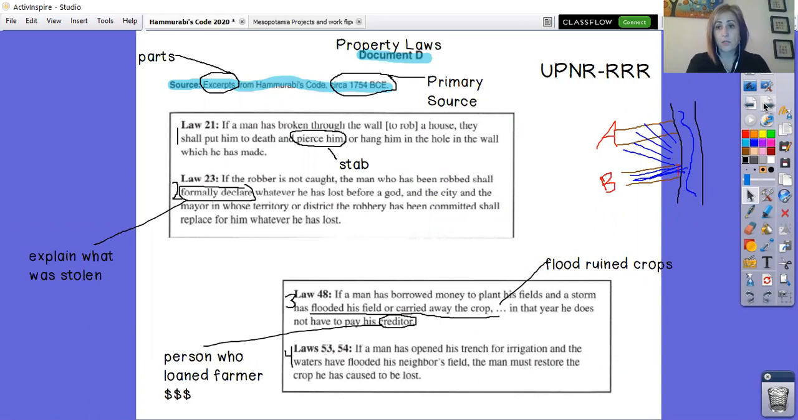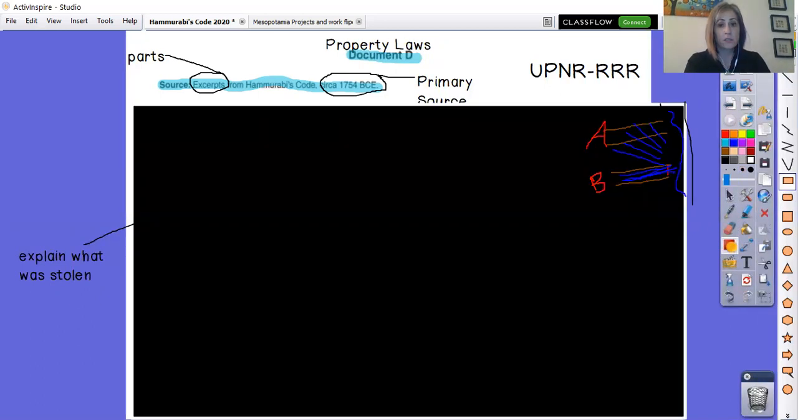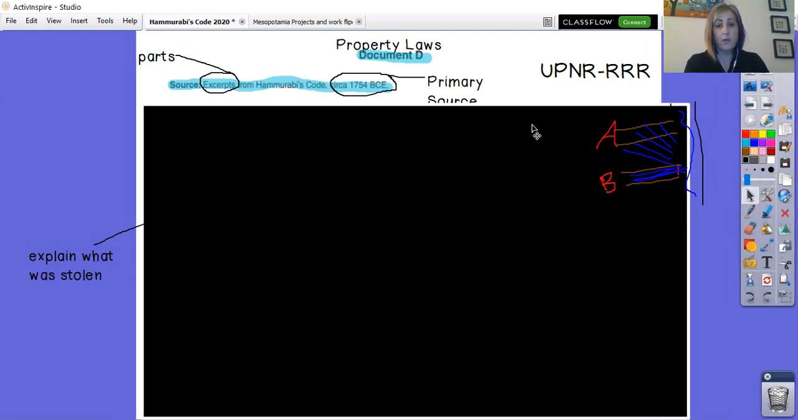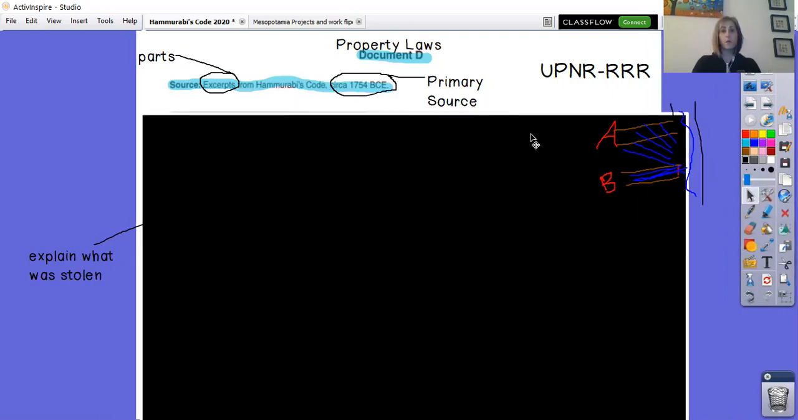Actually, you know what I'm going to do? So we don't get confused here. So let's just stick with this for a minute. All right, so we're going to start with our up and our triple R. So we're going to underline or highlight our title, which is document D, and then our source.